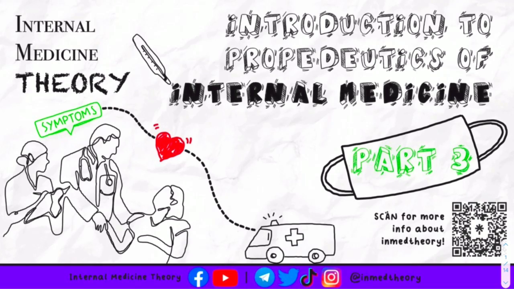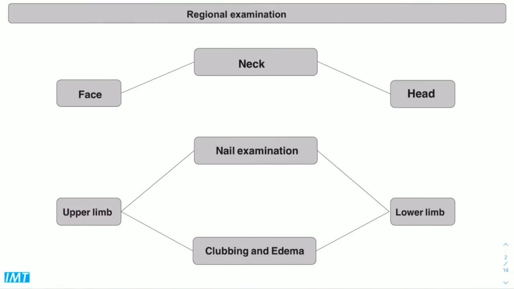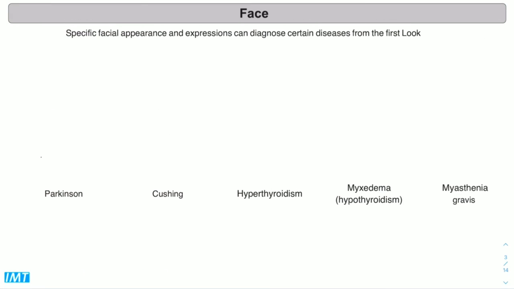So without further ado, let's start with today's topic, and today's topic will be regional examination. In regional examination, we divide it into two parts: the head and the rest of the body. First of all, we need to identify specific facial appearances or expressions that can diagnose a certain disease from the first look. Yes, from the first look.